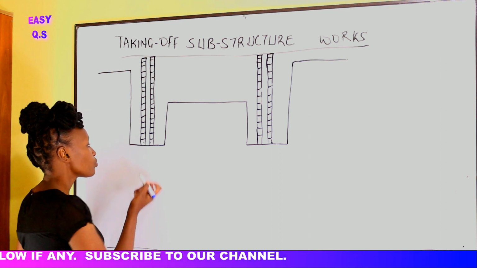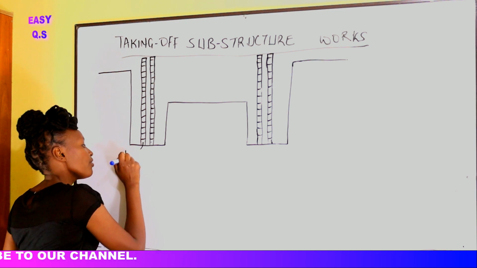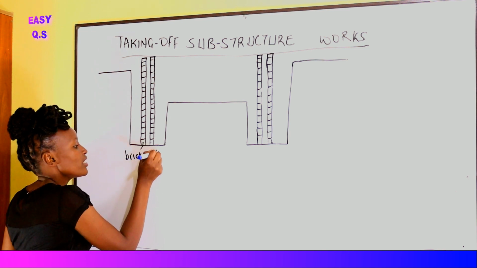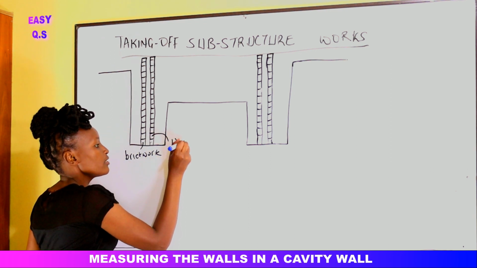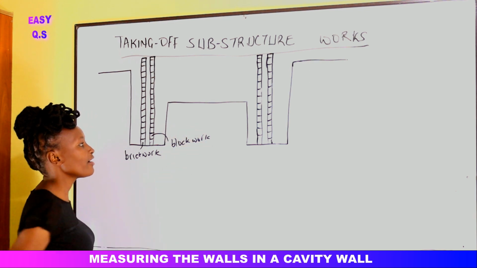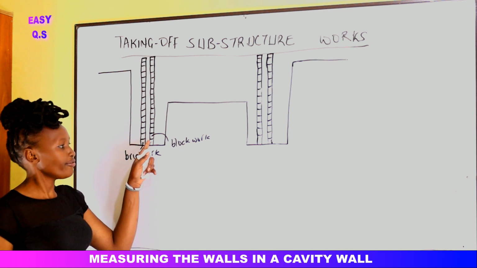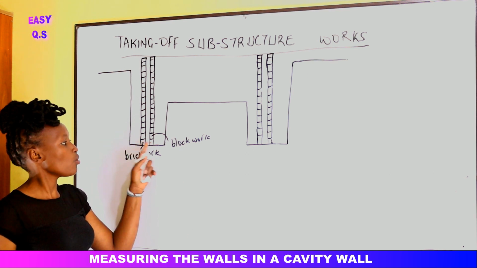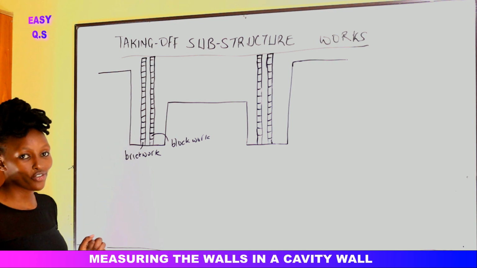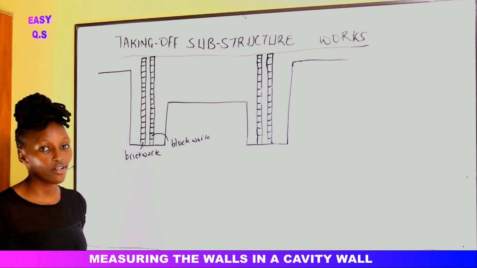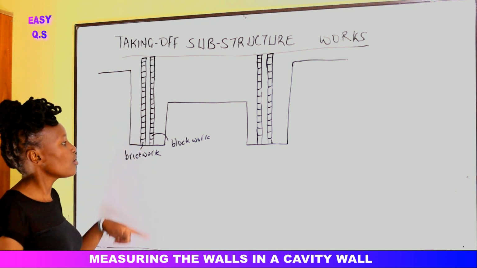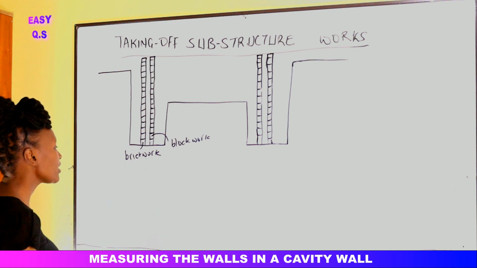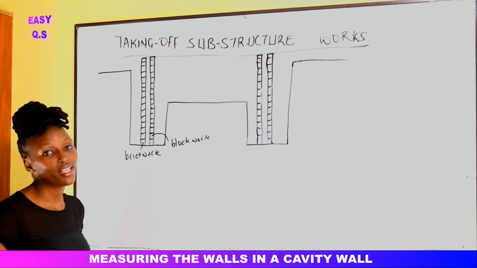Alright, so this external skin here, it's made of brickwork. That one usually has the bricks for a good finish. Then inside here we have the blockwork. So once we have a cavity wall with two skins, brickwork outside and blockwork inside, we need to measure for when we are constructing. And once we are taking off so that you can come up with a bill of quantities, we need to measure the areas of the brickwork and the blockwork. Then we shall also come to the cavity. So we'll start with the external skin, which is the brickwork.